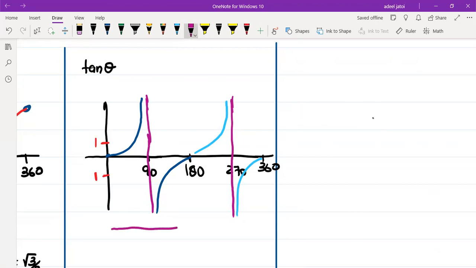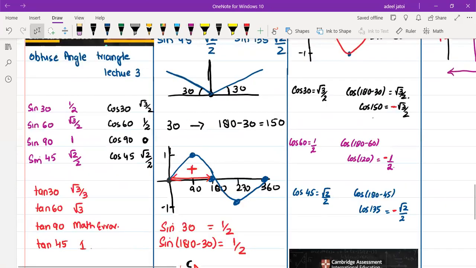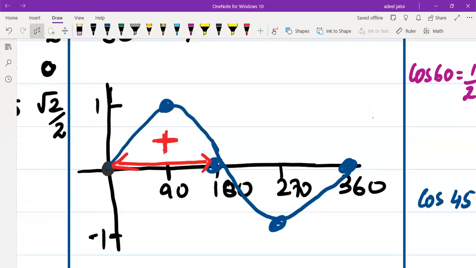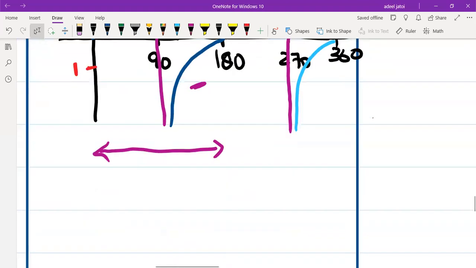From 0 till 180, you see that tan is positive for acute, but tan is negative for obtuse, from 90 to 180. The only difference is in sign. Sign from 0 to 180 was completely positive. So that was the reason that sin 30 and sin 150 give the same answers. But here, your values will eventually change.